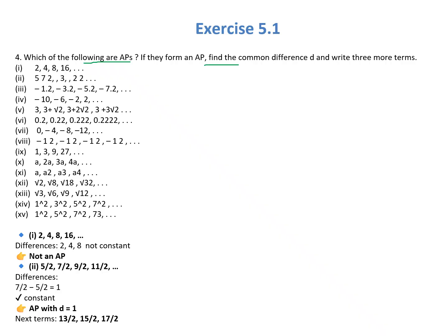So first is 2, 4, 8, 16. The difference is not constant, because 4 minus 2 is 2, 8 minus 4 is 4, 16 minus 8 is 8. So a constant difference is not there, so hence this is not an AP.